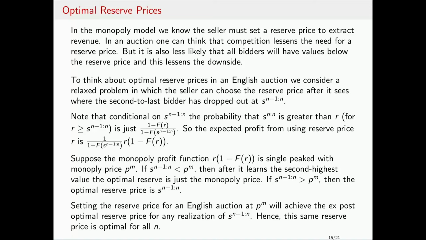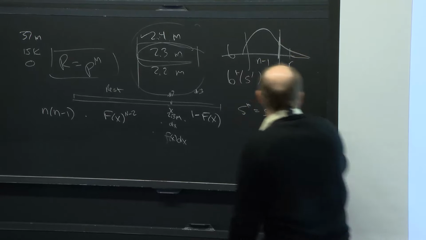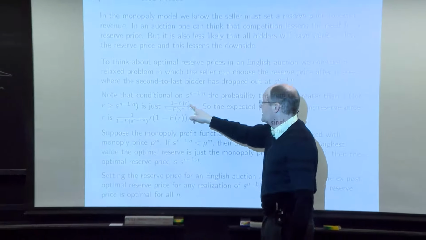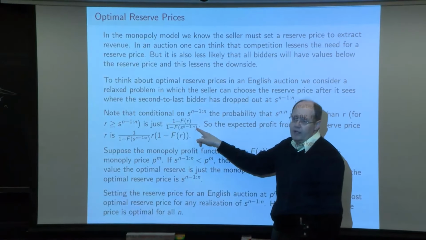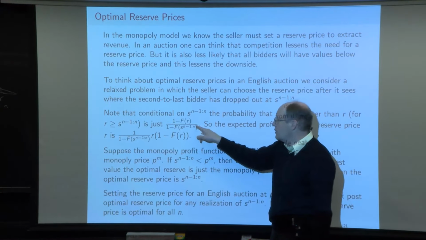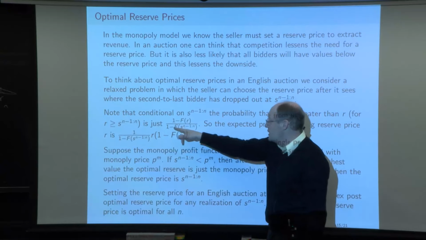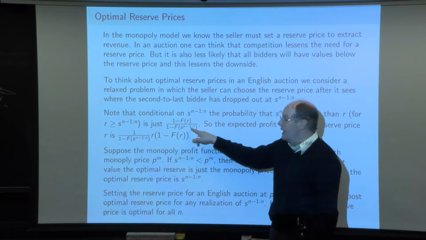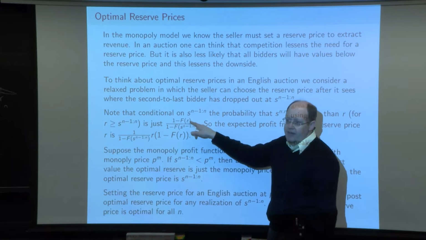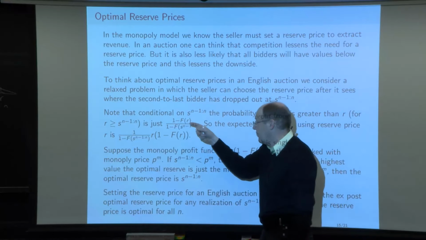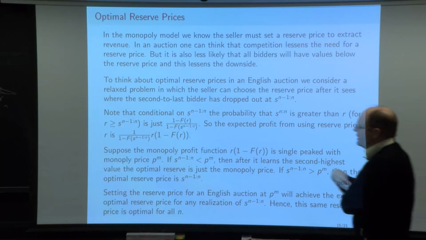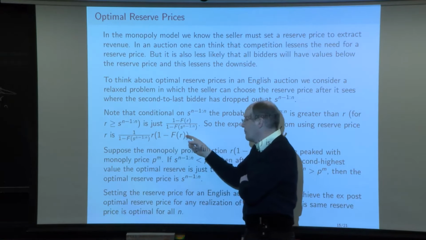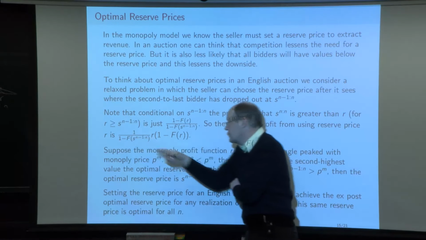If I set a reserve price of R, which is bigger than this, the probability that I'm going to sell the good is just 1 minus F of R over 1 minus F of S n minus 1 colon n. It's just a single draw from the distribution conditional on the value being at least this, so this is the upper tail CDF of that. So the expected profit that I'm going to get is just R times 1 minus F of R divided by this, which is just a constant.